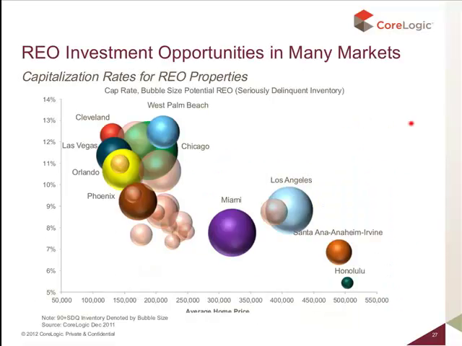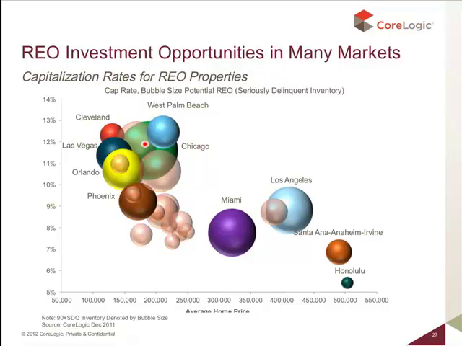When we look at those markets in the context of a couple of other dimensions, capitalization rate is the Y or vertical axis. On the bottom is the average home price, which is basically an indicator of how much it would cost to purchase an REO asset. The size of the bubble is the market size, and the color indicates how many distressed assets are out there. So you need a stock of these things. And you can see that certain markets are very interesting to look at.